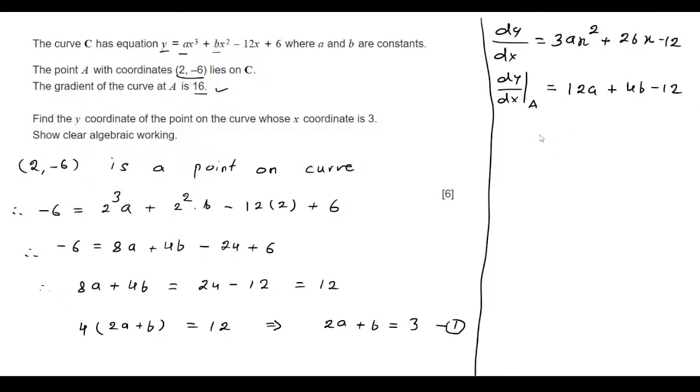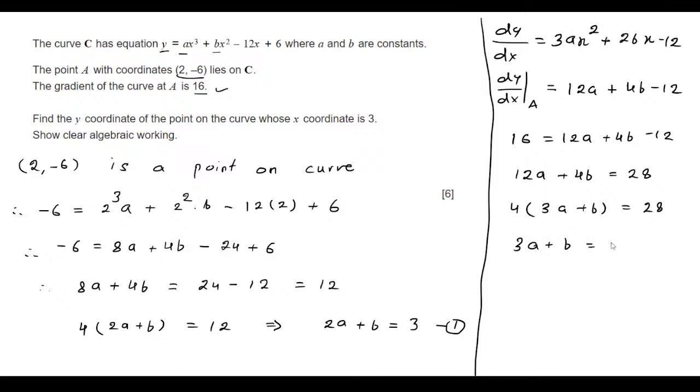minus 12. And at point A, it said that the gradient of the curve is 16. So this value is given as 16. So 16 is 12 times a plus 4 times b minus 12. So this minus 12 will come here. I have 12a plus 4b is equal to 28. So 4 I will take common. So it's 3a plus b is equal to 7. So this is my second equation.